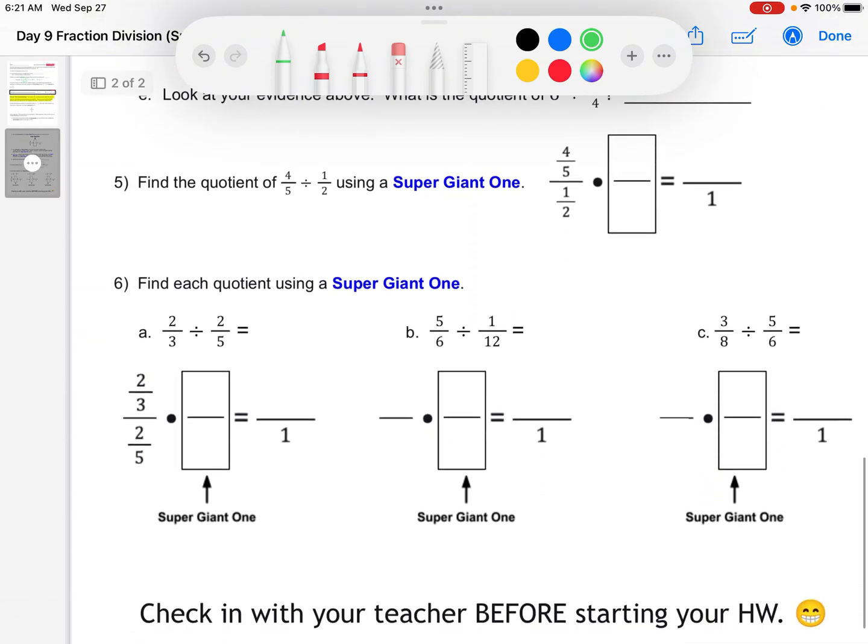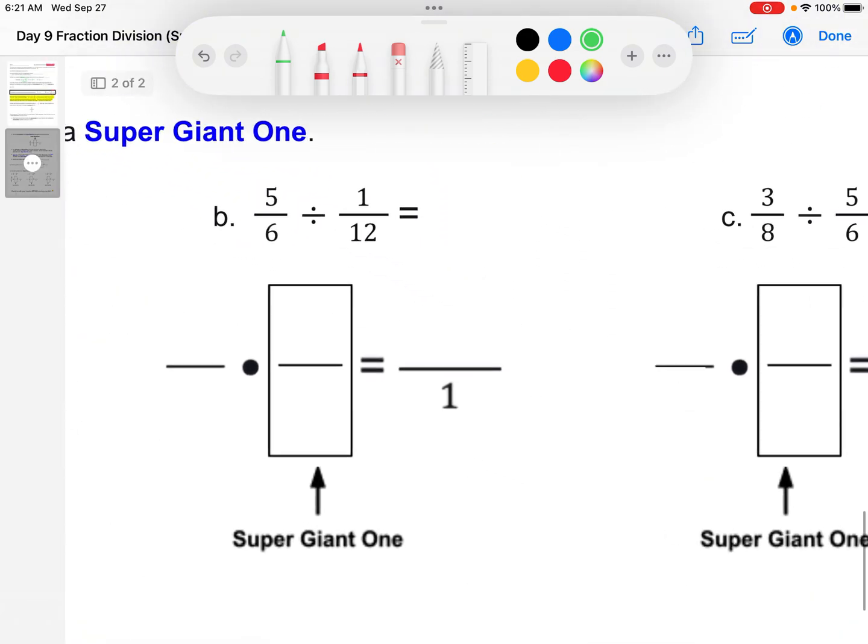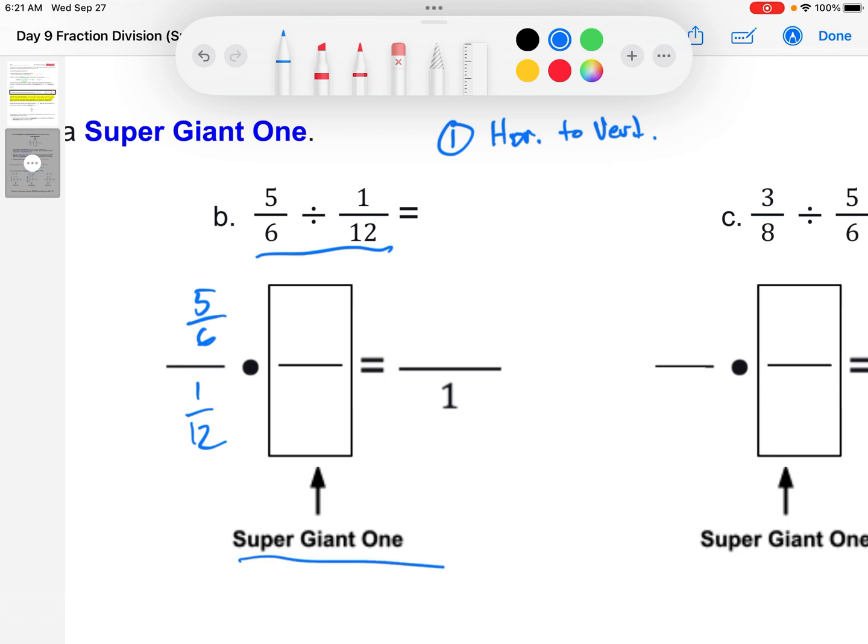So let's go down here. I'm going to fast forward to this one. I'm going to intentionally choose this one that doesn't have the writing in it. The first step is we're going to take this division problem that's written horizontally and write it vertically, from horizontal to vertical. So we'll write 5/6 here and we'll write 1/12 here. Now, by writing it this way, it allows us to use a supergiant 1.